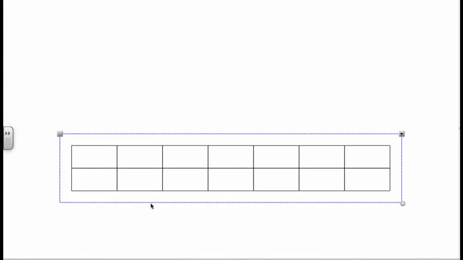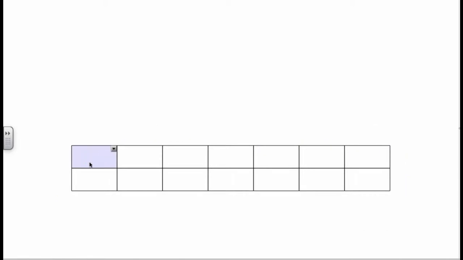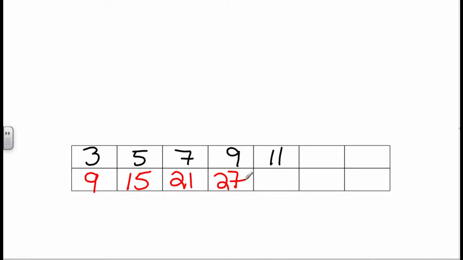Oh, okay. All right. Let's do this. And the bottom ones are going to be red. I know what you're doing. Oh, I do too. Hang on.